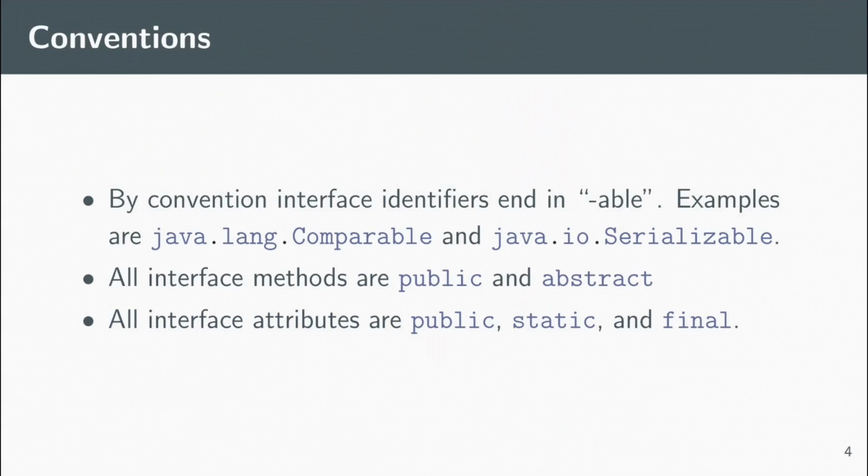A word on conventions. As you have seen from the examples just now, interface identifiers in Java typically end in "able". Examples would be Comparable, Serializable, and others. These actually appear in the Java standard library. Also, all interface methods are public and abstract by default, so you don't have to add those modifiers. You can omit them if you want to. And similarly, all attributes in interfaces are public, static, and final. So they are really constants, and you can drop any of these modifiers if you like.